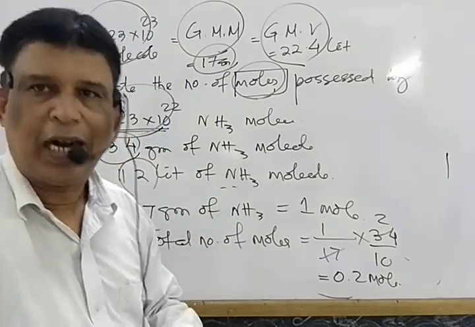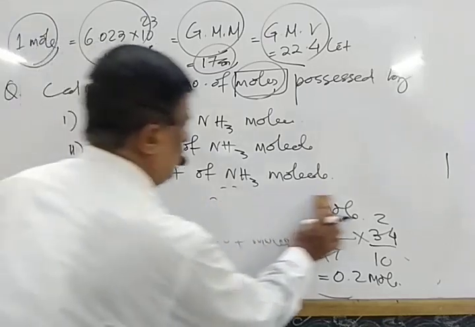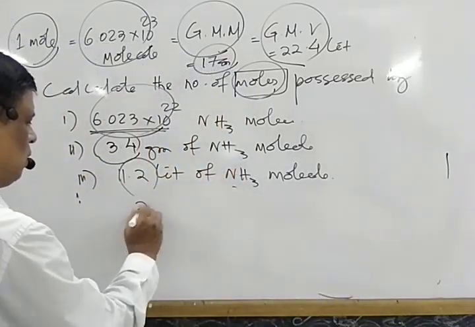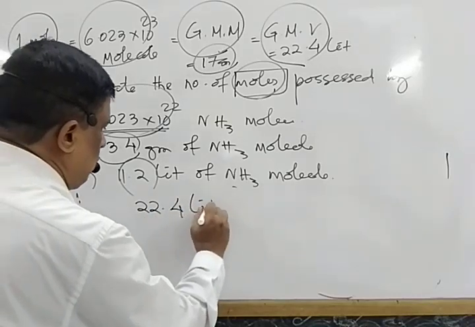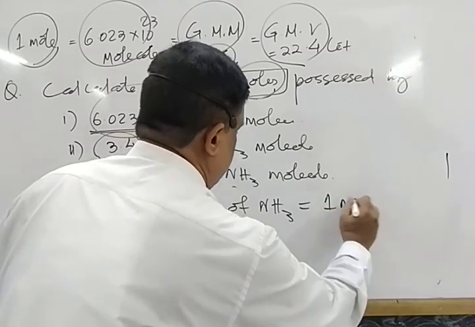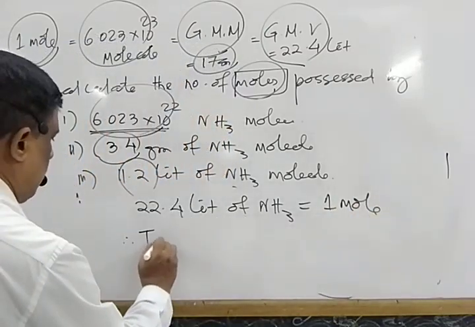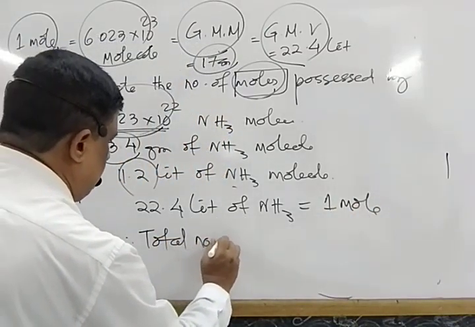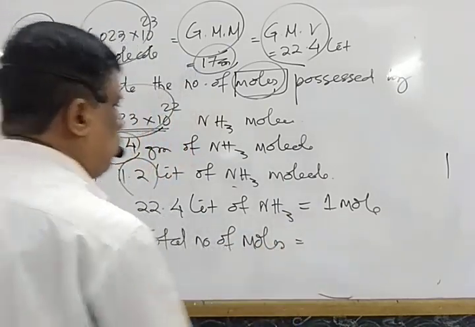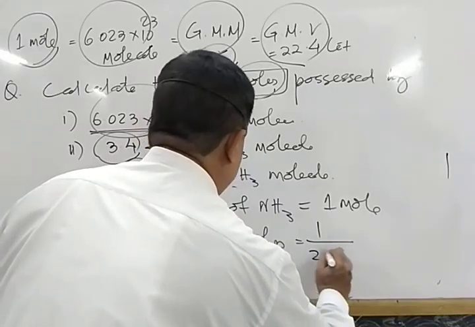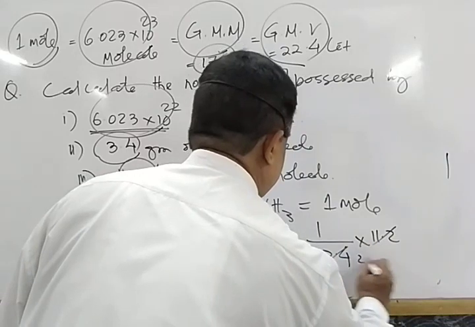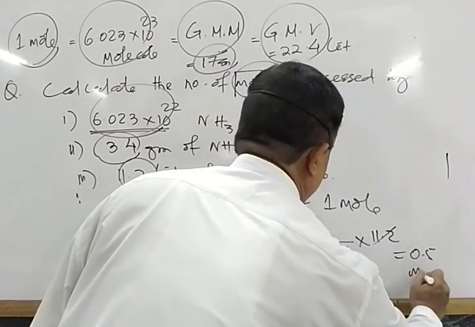volume with mole. Third bit. Mark the third bit. What is the third bit? That is volume with mole. We know that 22.4 liter of NH3 is equivalent to 1 mole. Therefore, the total number of moles present in 3.4 gram, that means 1 by 22.4 liter into 11.2, that means 0.5 mole.